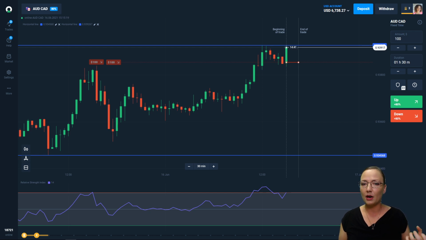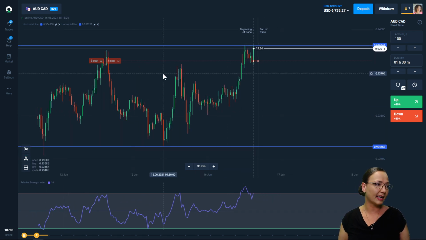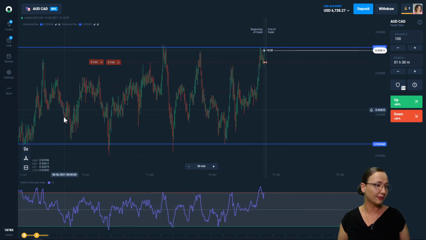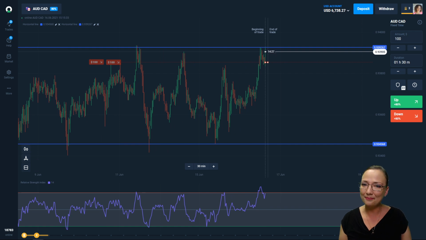And basically, what you can see is I have identified my levels of resistance and support. As you can see, the price has been ranging between these levels for quite some time now, but I am looking, remember, at the 30-minute time frame.